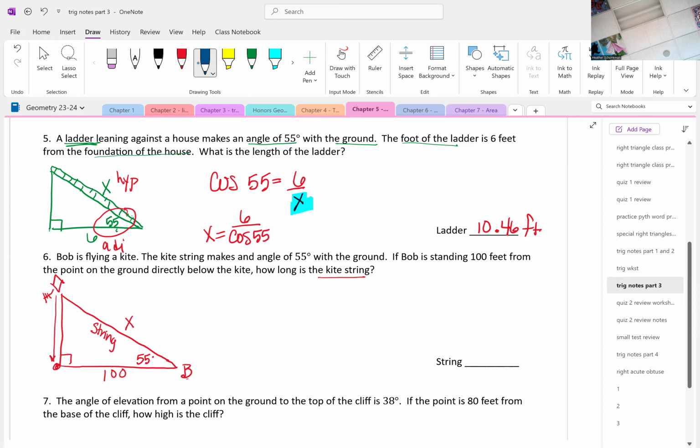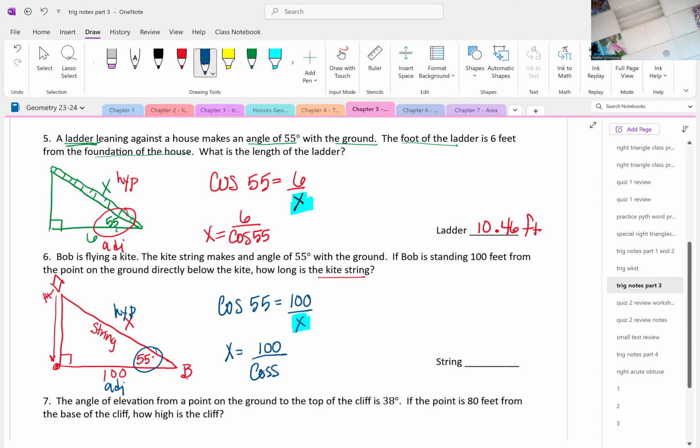So looking at 55, this would be adjacent. This would be hypotenuse. So we'd use our cosine, which we'll use a lot in these word problems, cosine and tangent, but sine does happen. Cosine of 55 equals adjacent 100 over hypotenuse x. X is in the denominator. Denominator starts with D, so I'm going to divide. So I'm going to always have the number divided by the trig.